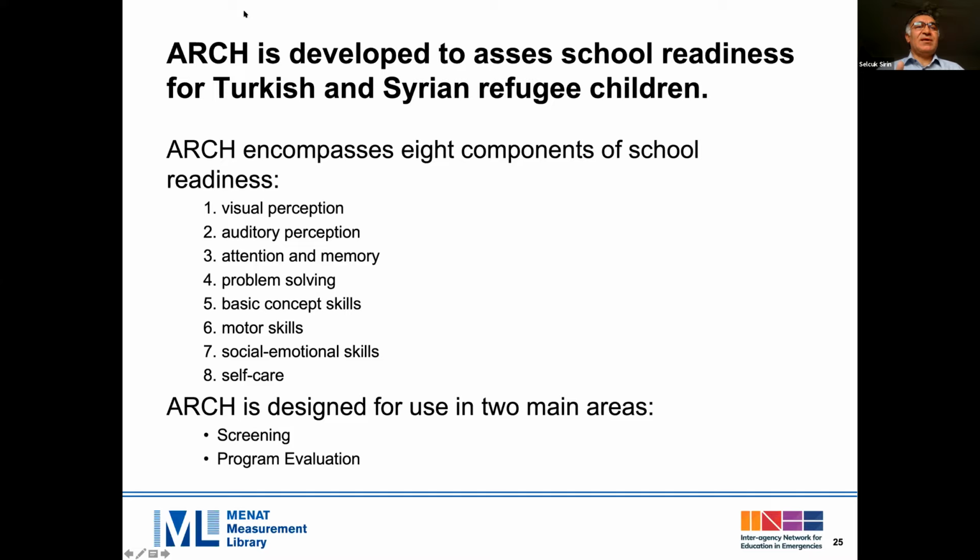So we gather data from children. And in addition to that, for the social emotional skills component, you either gather that from teachers or from parents. And the last one is self-care. It's whether or not they are able to take care of themselves, go to the bathroom, ask for turns, etc. So based on these 8 components, we generate a common score and also a factorial score for each component.